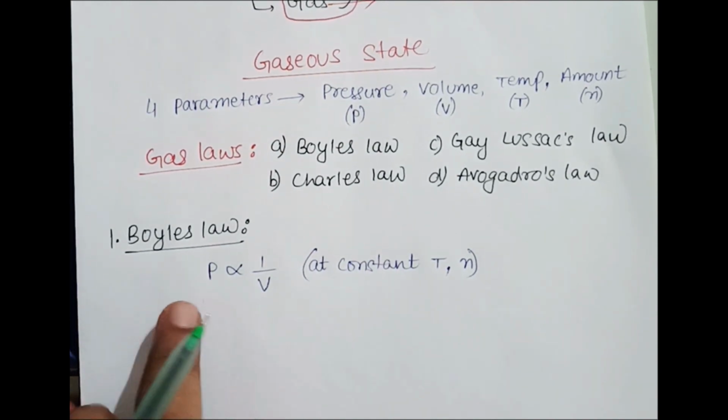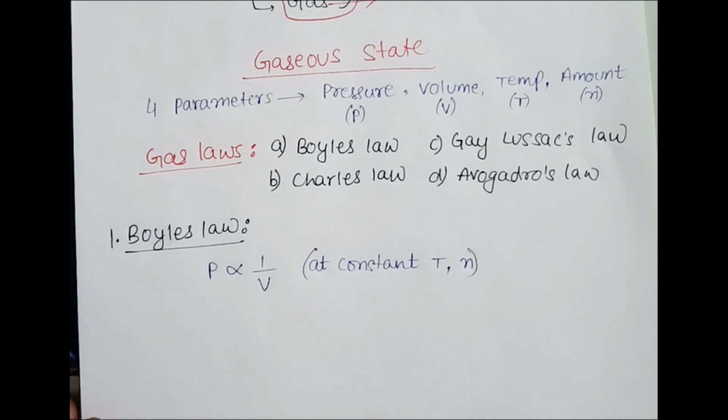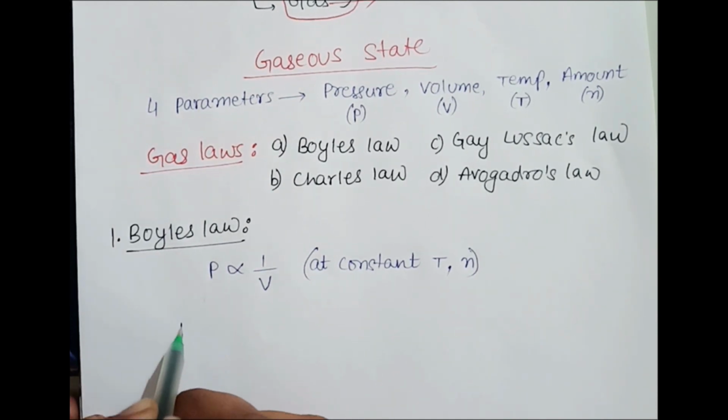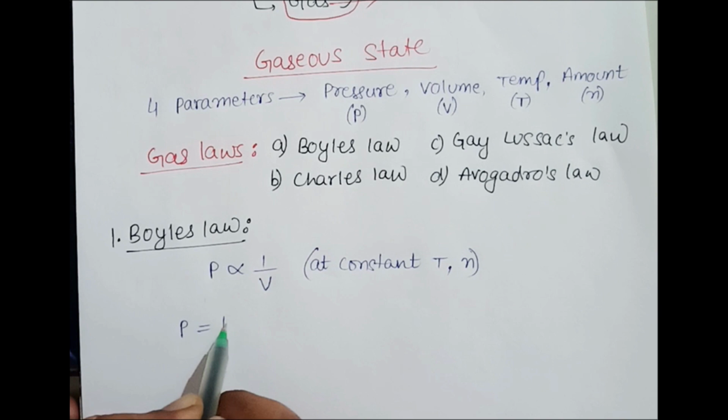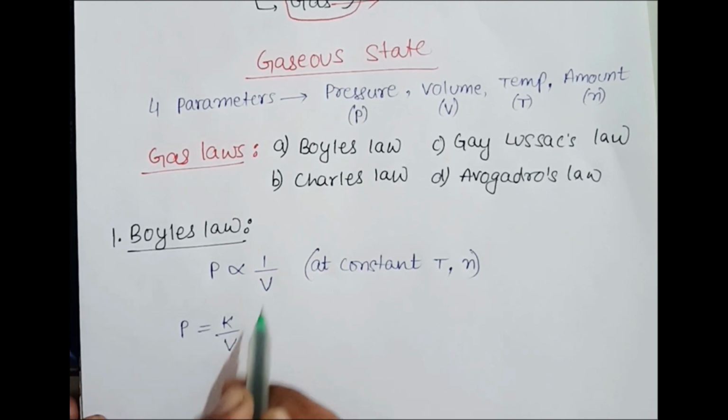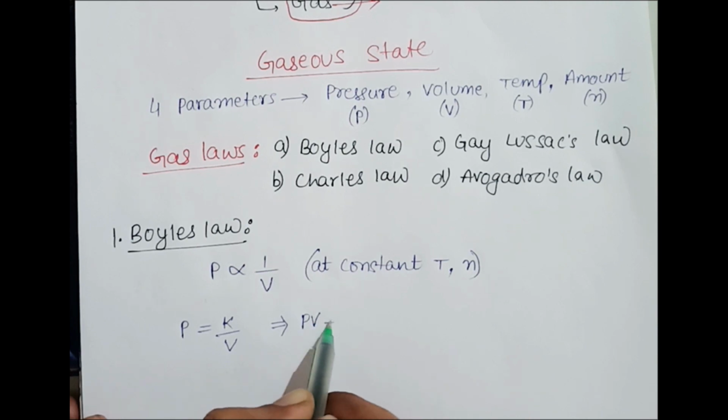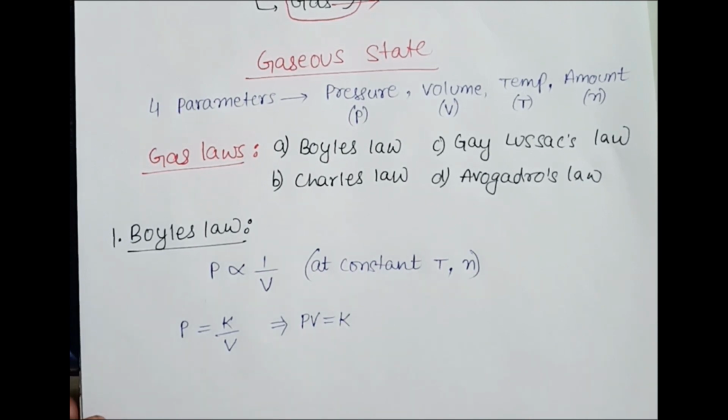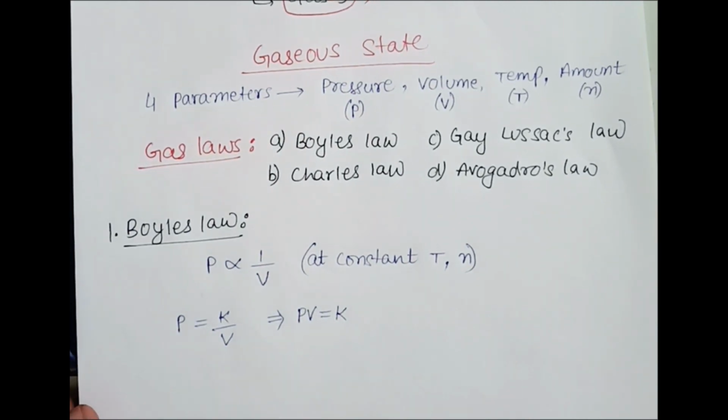What does it indicate? If you increase the pressure, volume will decrease, and if you decrease the pressure, volume will increase. This is the simple Boyle's law statement. Now we can remove the proportionality symbol and put some constant K, so P is equal to K by V, which implies pressure times volume is equal to a constant.